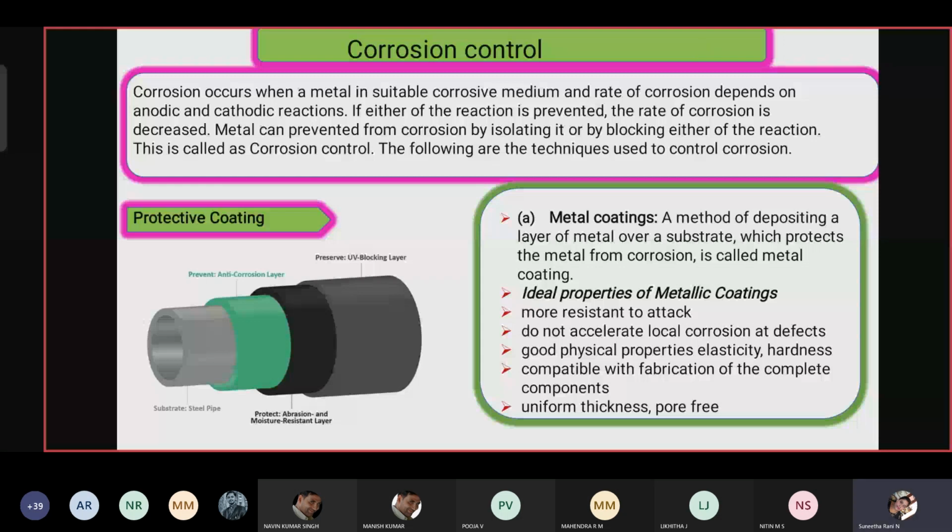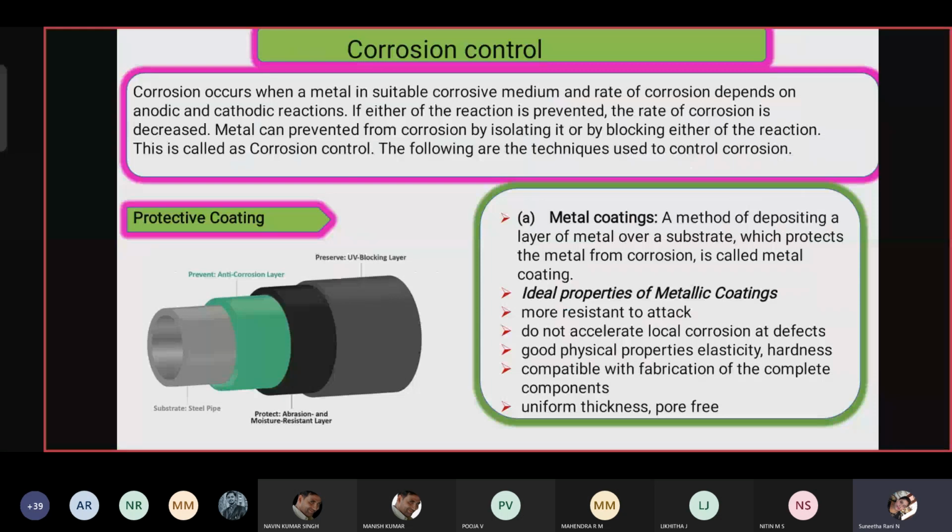This type of corrosion controlling method is called protective coatings. Protective coatings are the coatings which protect the base metal from destruction of the metal surfaces. Now we'll start metal coating, or metal control: how we can control the corrosion of metal surfaces just by coating or by connecting to other metals. That we'll see in this subtopic.